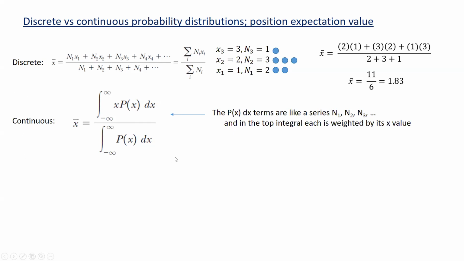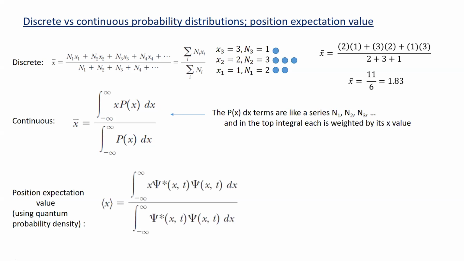Now, specializing to quantum physics, we can get a handle on the position expectation value, the expectation value of position, using the quantum probability density. So the quantum probability density, you remember, is psi star times psi. The probability would be the probability density times dx. So this represents a probability, and just psi star psi is the probability density.